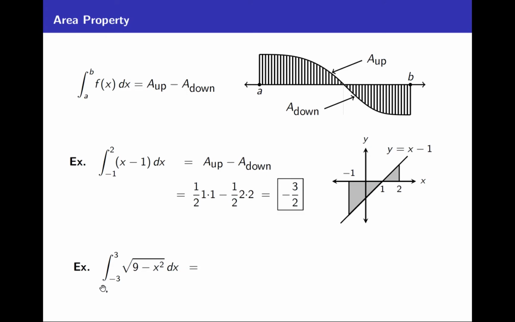Here's another example. Think about the definite integral from -3 to 3 of the square root of 9 minus x squared dx. What would that be? Well, you may recognize the form of this function as giving a very familiar geometric object. That's a circle, right? In fact, it's a circle of radius 3 centered at the origin. If you graph y equals the square root of 3 squared minus x squared, which is what we have here, that just gives you the top part of a circle of radius 3.